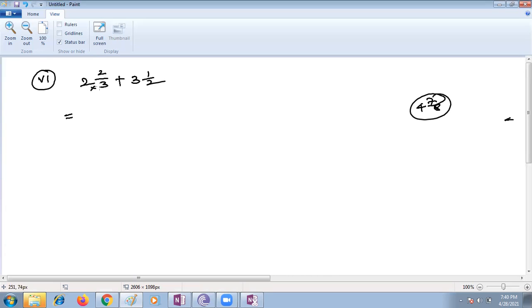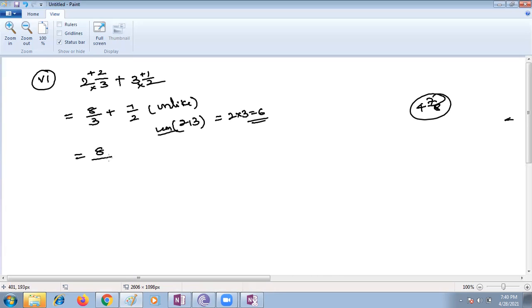2 3s are how much? 6. Plus 2 equals 8, so 8 by 3. Then 2 times 3 is 6, 6 plus 1 is 7, so 7 by 2. Now since those are unlike fractions, you're supposed to convert them to like fractions. The LCM of 3 and 2: 2 and 3 are prime numbers and consecutive numbers, so the LCM is the product, 2 multiplied by 3.